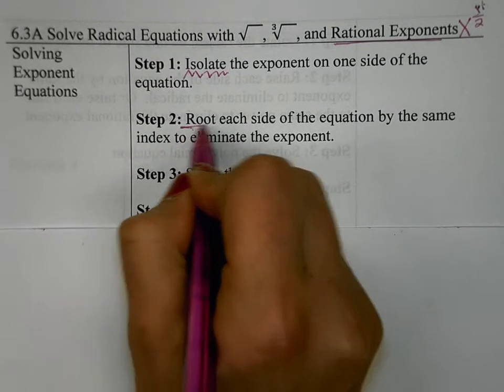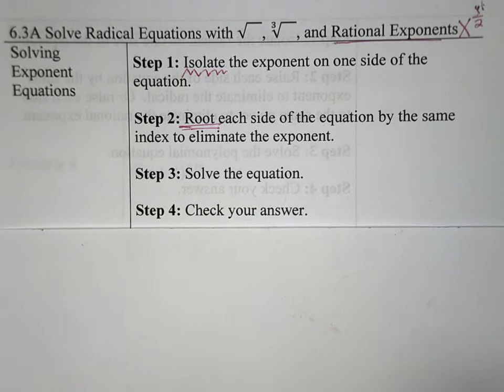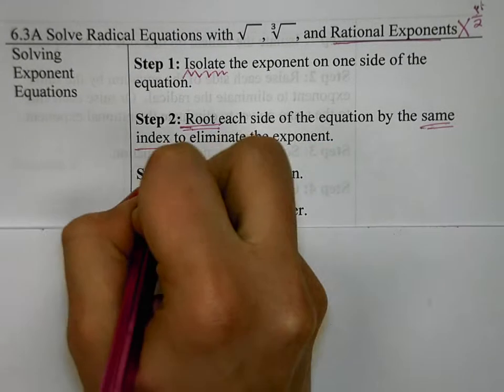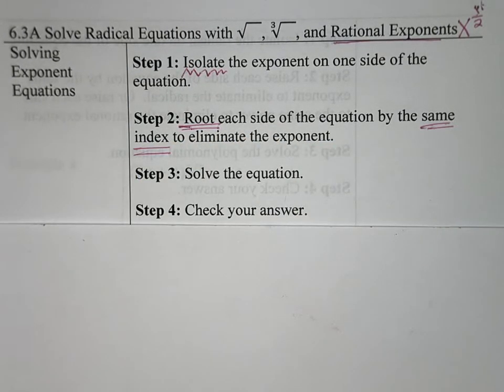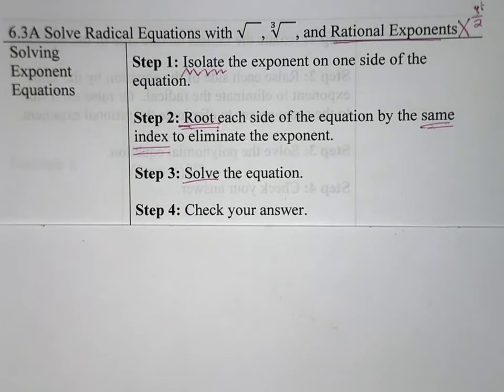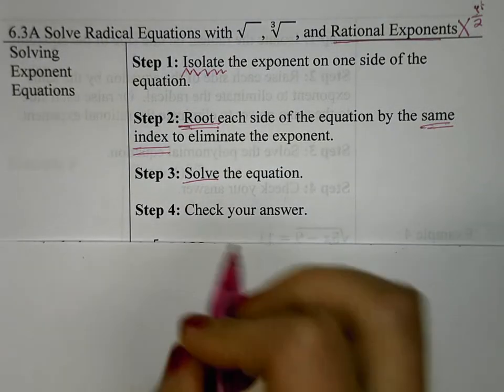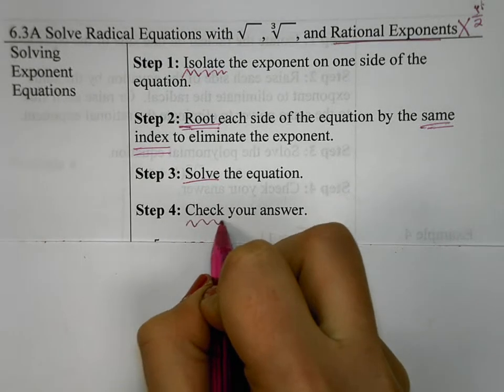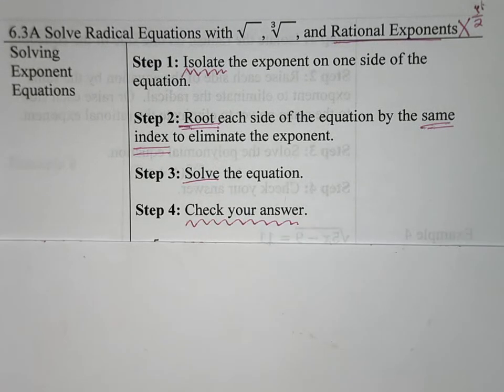Step 2, you are going to root each side of the equation by the same index to eliminate the exponent. So if you are squaring something, you take the square root. If we are cubing something, you take the cube root. So it all depends on what the exponent is. Then we're going to be able to solve the equation. And for these problems, you always want to make sure that you check your answer.